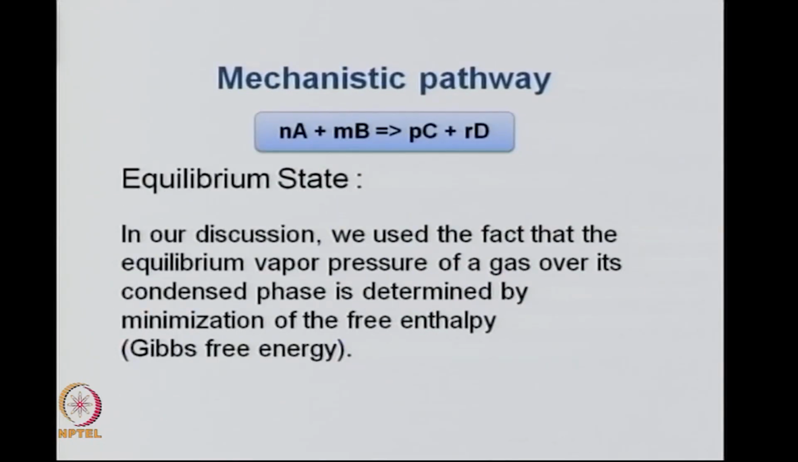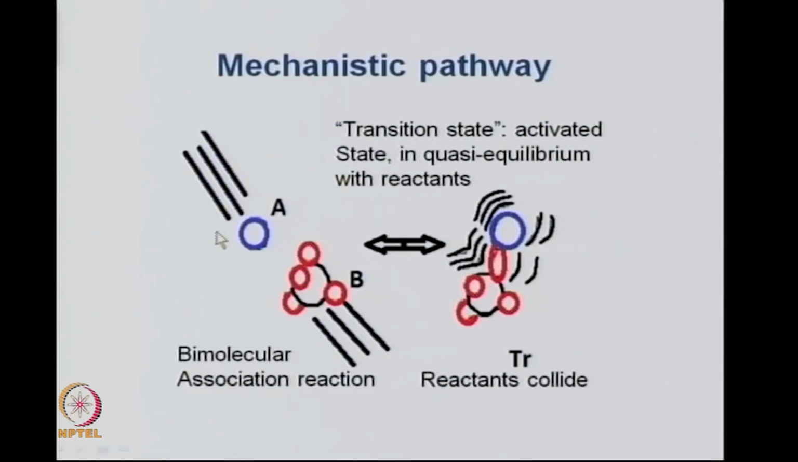Now, to understand the mechanism at equilibrium, we understood this reaction of n moles of A plus m moles of B reacting to form p moles of C and r moles of D. We use the fact that the equilibrium vapor pressure of a gas over its condensed phase is determined by the minimization of the free enthalpy, or the Gibbs free energy. Okay. Now, this can be shown in this way.